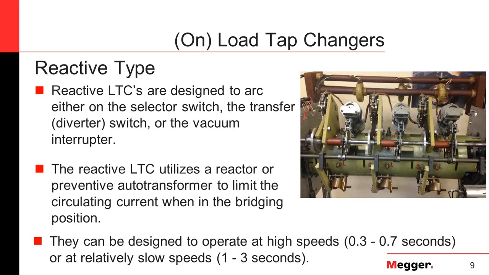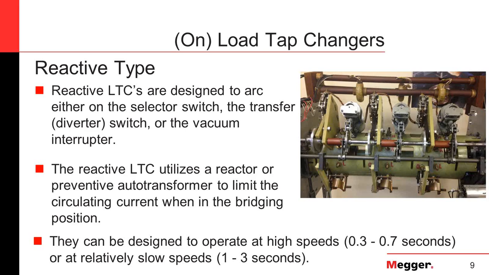Although many of us think of simple switches, as you can see on the right, some of the mechanisms are complex as they need to be, and they're handling quite a lot of power. And in this case, preventative autos limit the circulating current when in bridging positions. Without such components, we end up with very high currents, and the high currents can cause damage to the switch itself.